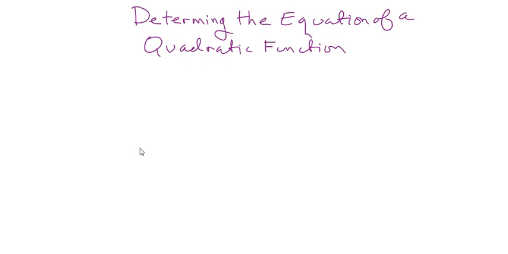Okay, so we want to find or determine the equation of a quadratic function. And we're going to need some information to do this, right? So given some information, how do we determine the equation?